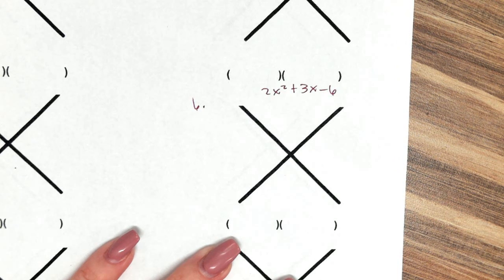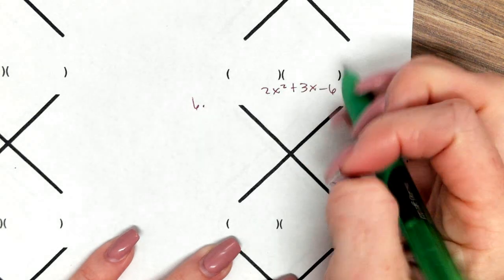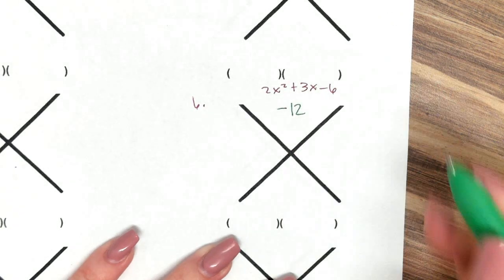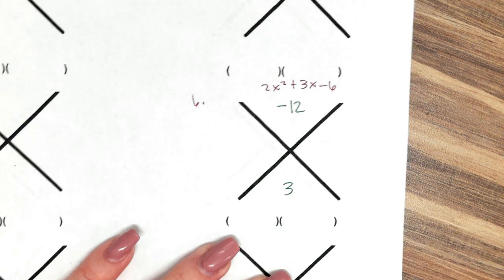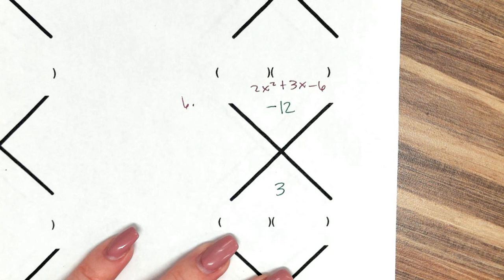Everybody good? All right, so this is a times c. What's 2 times negative 6? Negative 12, and then b goes right here. I am looking for factors of negative 12 that add up to 3.